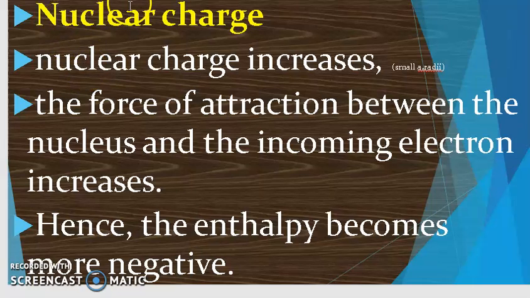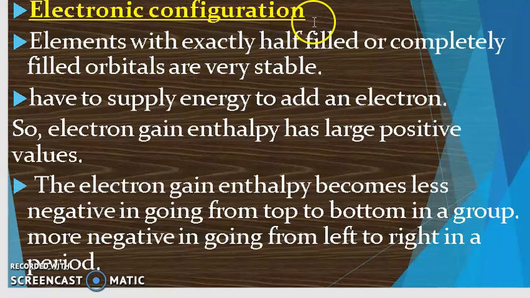Okay, so this is the correct answer, no? So the nuclear charge property enhances the negative electron gain enthalpy, it makes it more in the halogens. So this is one of the options. Nuclear charge is one of the options. Okay, what about the electronic configuration?